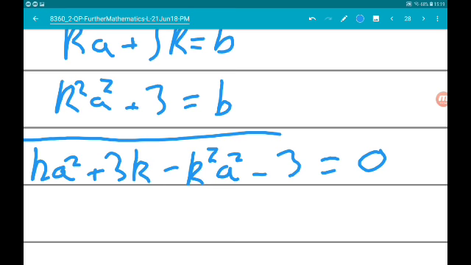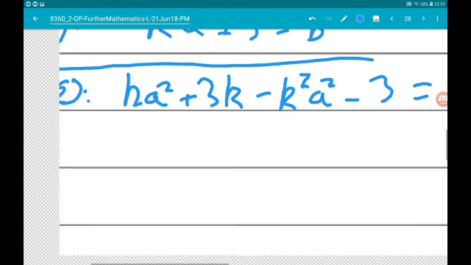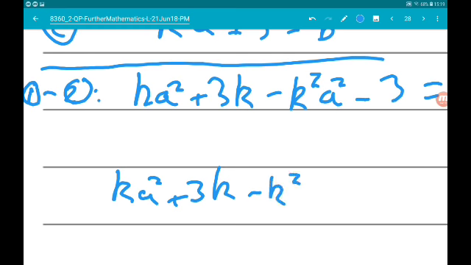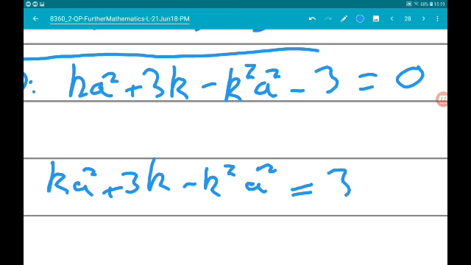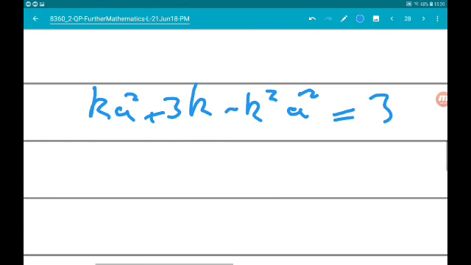So let's get rid of that 3. So add that to both sides, we get K A squared add 3K minus K squared A squared is equal to 3. Okay, now everything on the left has a common factor of K. So let's divide through by K.